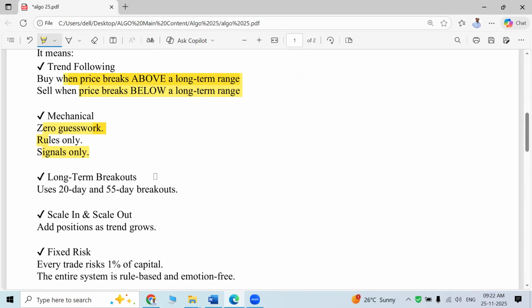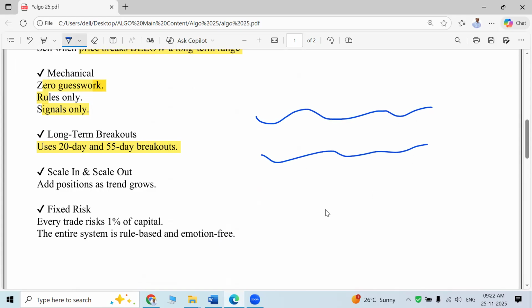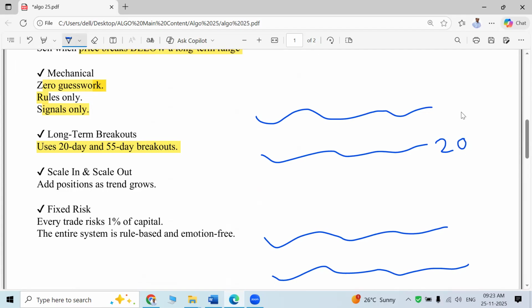So let's consider that the breakout uses two kinds of cycles: one is 20 days and the other is 55 days. With the 20-day cycle and the 55-day cycle, we can consider that there is bullish momentum going on. Let me show you this with an example. Suppose we have these lines: this is the 20-day, and this is suppose the 55-day. Similarly, on the downside also, we have a 20-day line and a 55-day line.